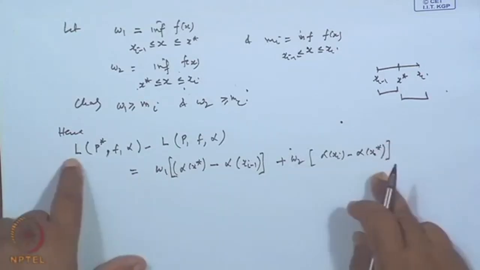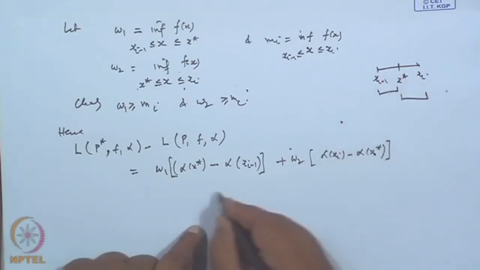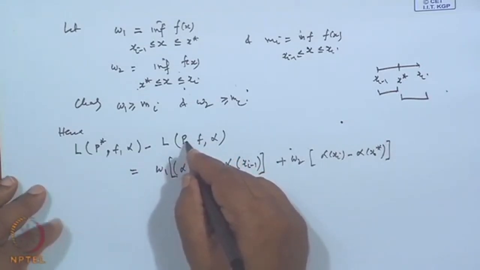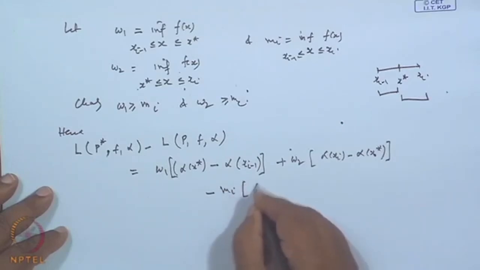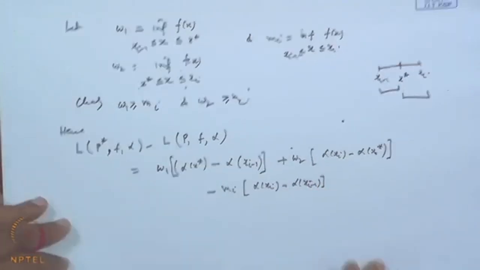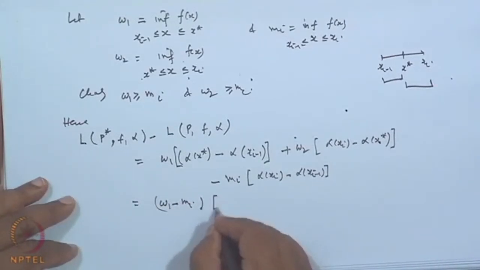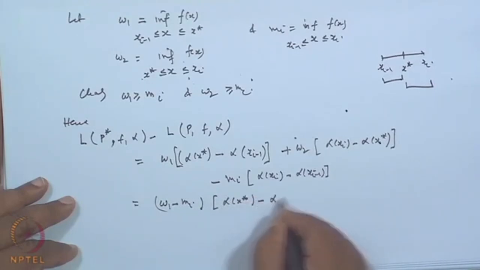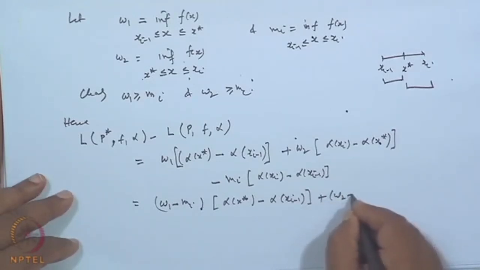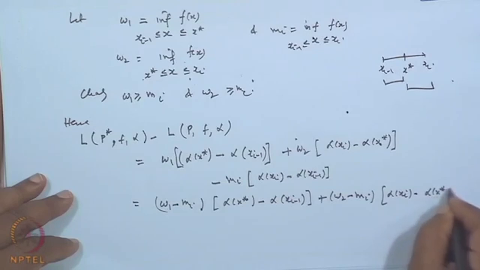So, this is the lower sum over the partition p star, this plus this minus the lower sum of the function f with respect to the partition p. So, that is equal to M I into alpha x I minus alpha x I minus 1 with respect to alpha. Now, let us combine. So, W 1 minus M I and within bracket you get alpha x star minus alpha x I minus 1, is it not? Then plus W 2 minus M I times alpha x I minus alpha x star.